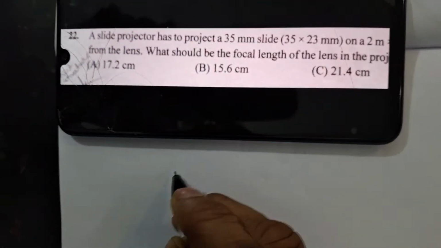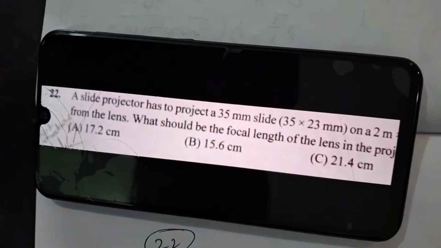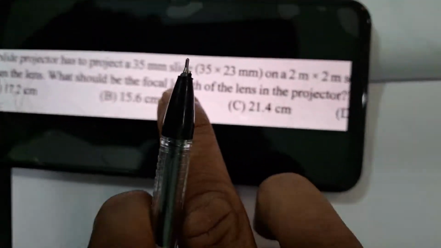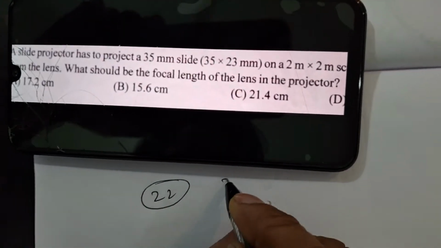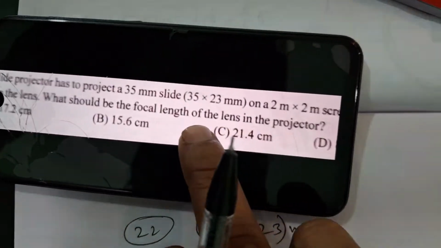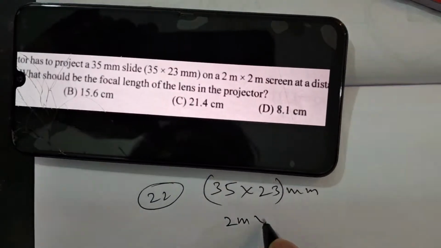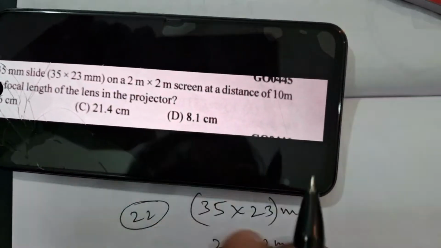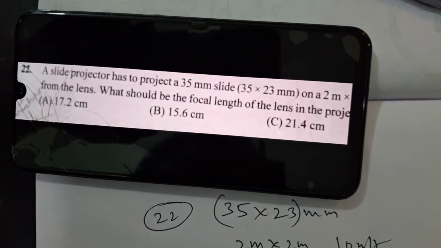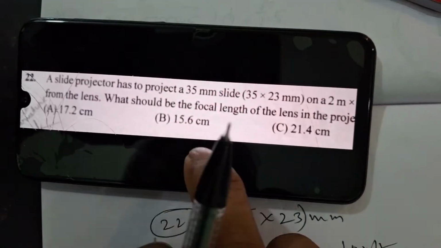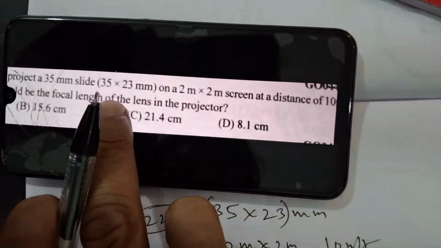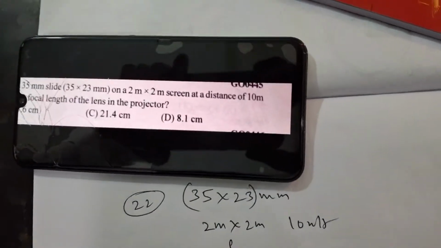Question number 22. A slide projector has to project 35 millimeter slide, 35 into 23 millimeter, on a 2 by 2 screen at a distance of 10 meter from the lens. What should be the focal length of the lens in the projector? Okay.